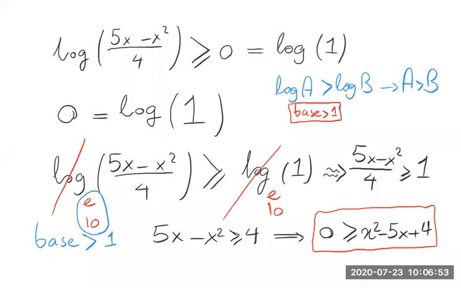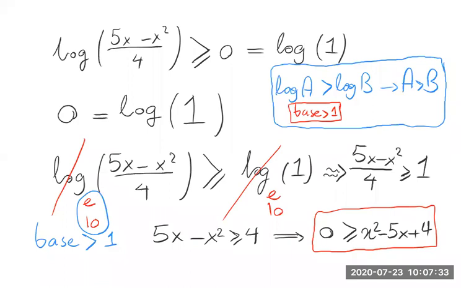So we use this fact. In base 10 or in base e, if log of a is greater than log of b, it means a is greater than b itself. Here we have log of (5x minus x squared) over 4 is greater or equal than log of 1. It means (5x minus x squared) over 4 itself is greater or equal than 1. Well, might be, but let's practice. We are practicing, but you are right, yes.